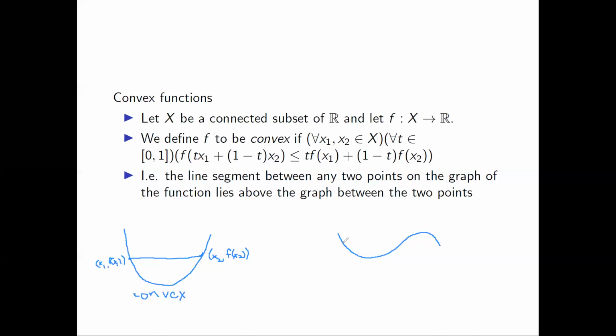The function over here, in some places, I can choose 2 points, and the segment between the points will be above my graph. But in other places, I choose 2 points, and the segment is below the graph. So this one would not be convex.